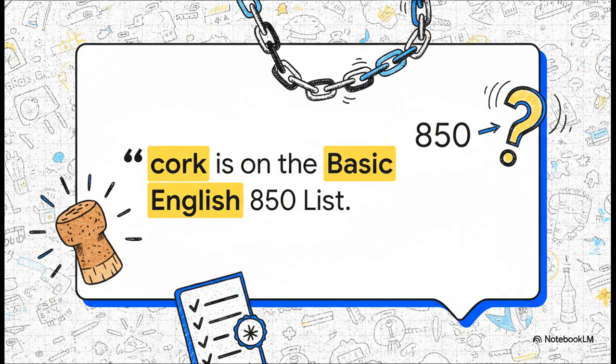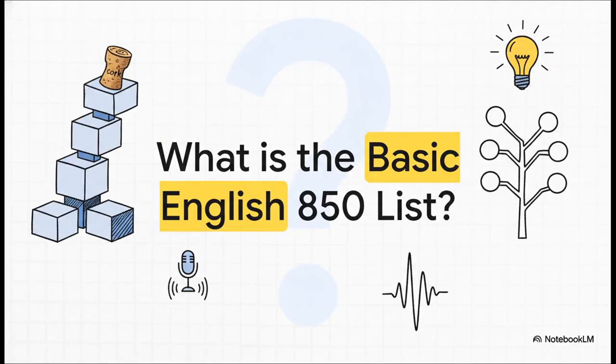All of a sudden, our simple little word isn't just a word anymore. It's a member of a club, an exclusive list of just 850, which of course leads to one very obvious question. What is this list, and why in the world is a word like cork on it? Answering this question takes us from a simple little definition into the heart of a really fascinating system, one that was designed from the ground up for maximum clarity.